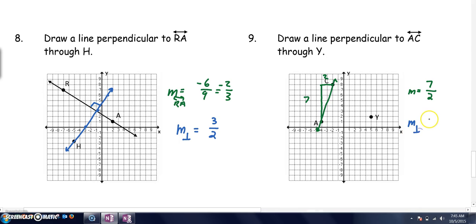My perpendicular slope, I need the opposite, so I'm going to make it negative and flip. Now, usually my slope means I go down 2 over 7, but I'm going to run out of room, so I'm going to do the opposite. I'm going to go up 2 over 7, up 2 over 7, and then I'm going to connect my line.